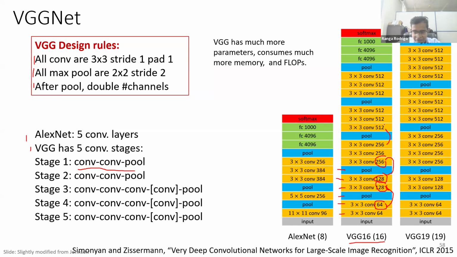256 becomes 512. But here the rule is slightly changed. So you can see in the 19 version, VGG19, which has 19 layers, there is an additional convolution layer in the stage 3, 4, and 5. So you can see that additional one over here. So I think you can understand the structure of the VGGNet. VGGNet has much more parameters, consumes much more memory and floating point operations.